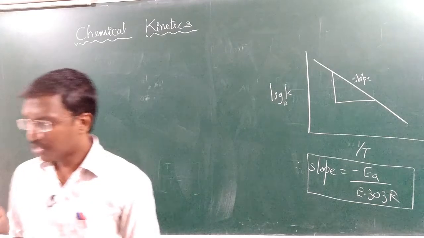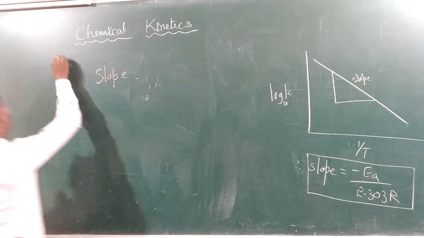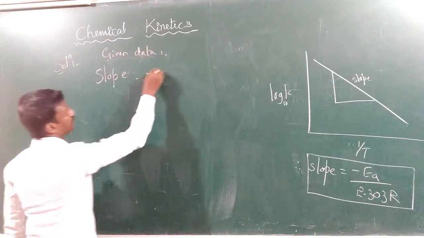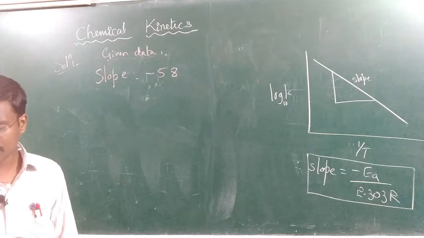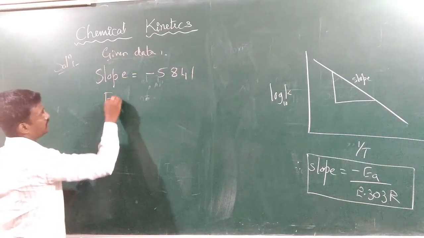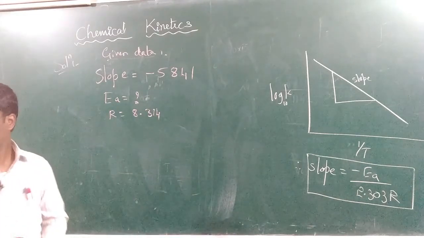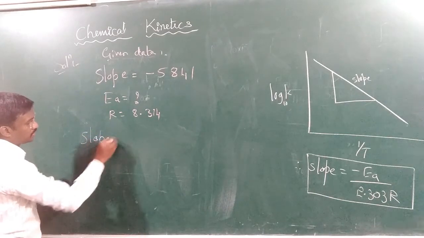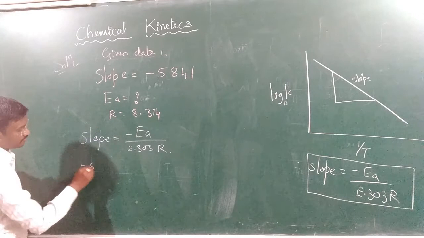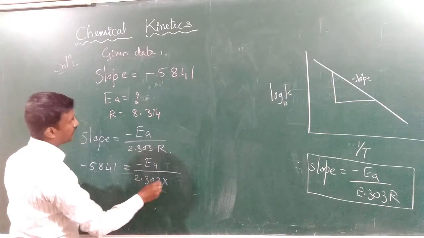So based on this data, they have given the slope value. Slope is equal to minus 5841. This is the slope value. You need to calculate EA, and R you are familiar with, 8.314. So by using the formula, slope is equal to minus EA upon 2.303 R. The slope value minus 5841 is equal to minus EA upon 2.303 into R, which is 8.314.